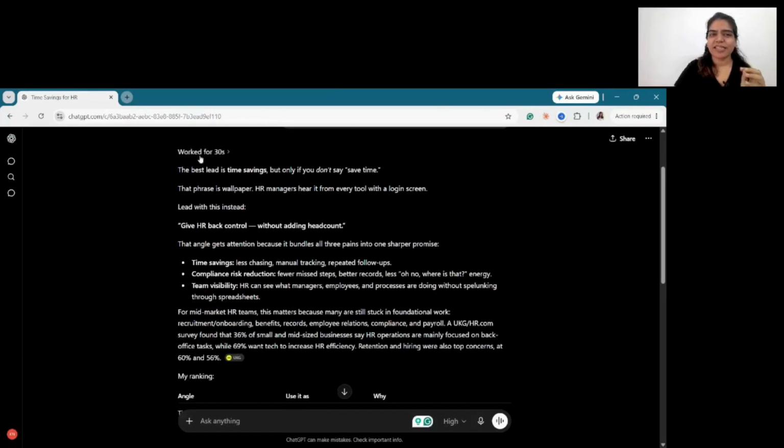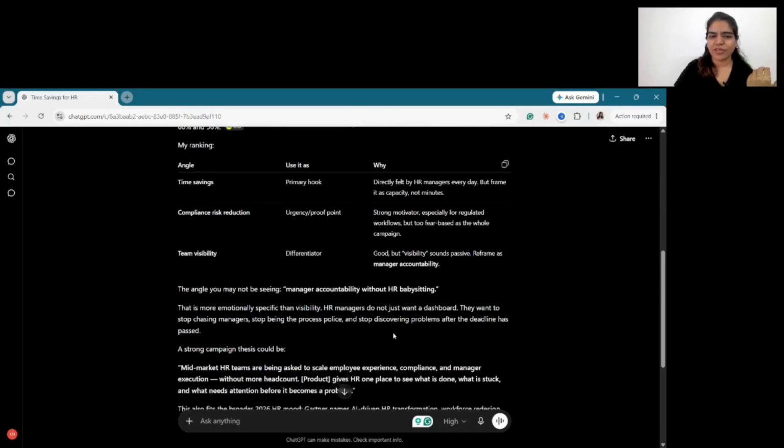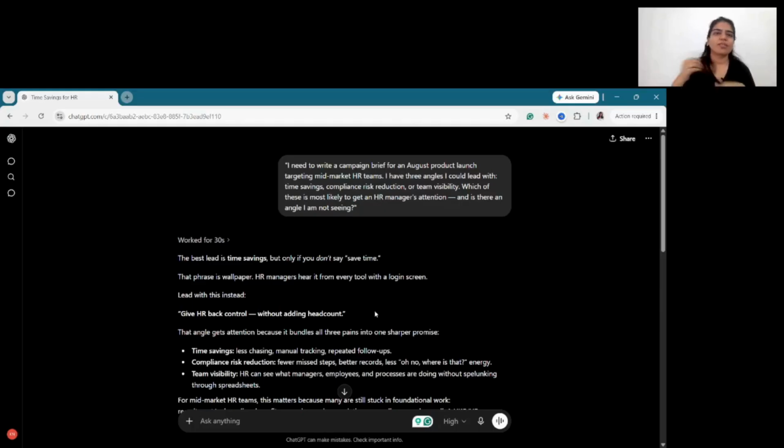You get a full list. It says the best one is to lead with time saving, but don't really say time saving. Now, it gives you a whole detailed list on what is better and what are the different options. And the angle that I am not really seeing is manager accountability with HR without HR babysitting. All of these topics are what it did a whole bit of research and came back with. After this, I could, of course, get back and say, this one sounds interesting, but this one is not quite where I want, and keep going back and forth and get a ton of ideas that would take a lot of time if you just sit individually and do it.